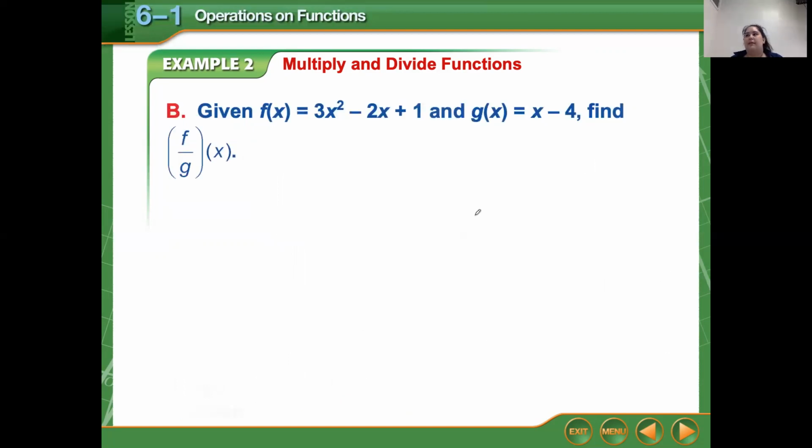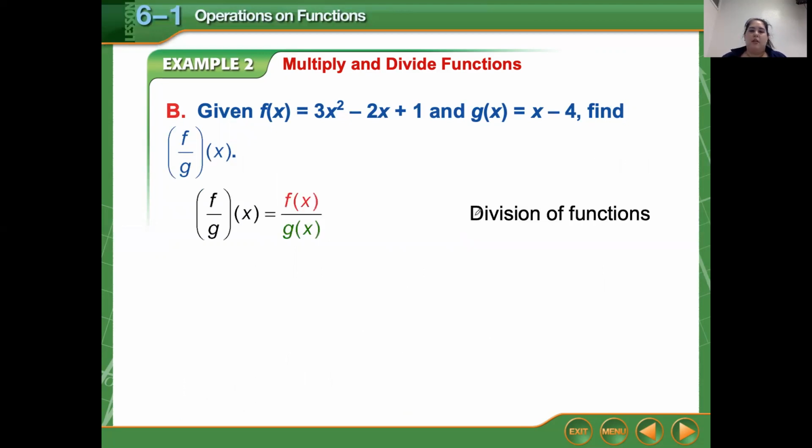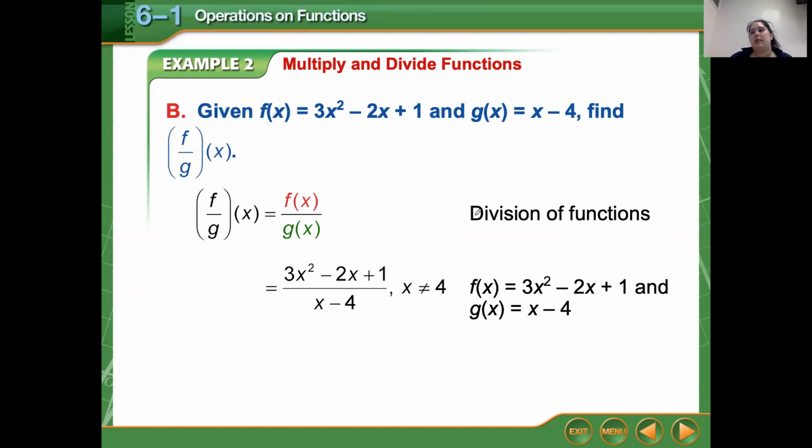Next, we have find f over g of x. So we have division of polynomials. One of the things here would be I would check and see if this is factorable. It's not. I'm just going to leave it as is. In this case, there's nothing left for me to do other than to say that x can't be 4 because we can't have 0 in the denominator.